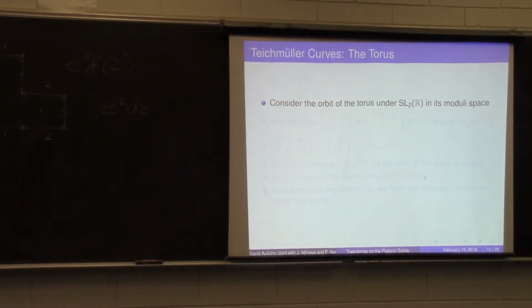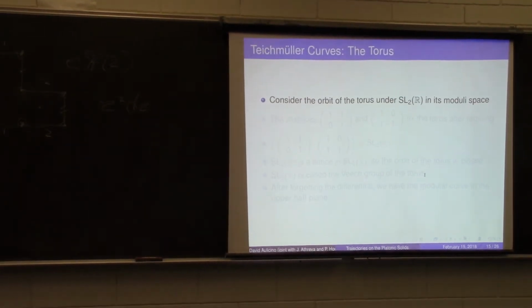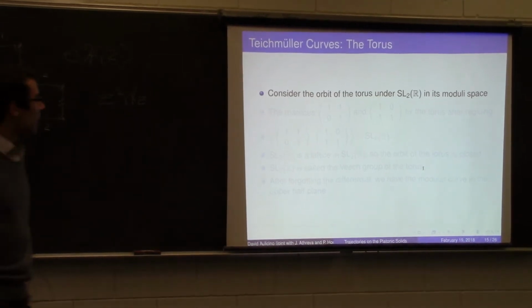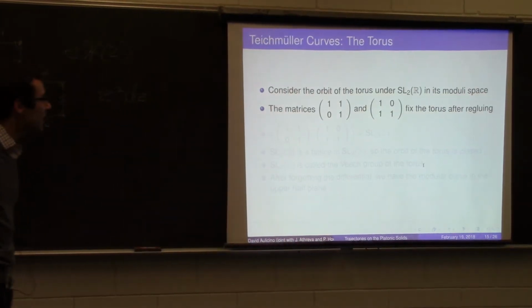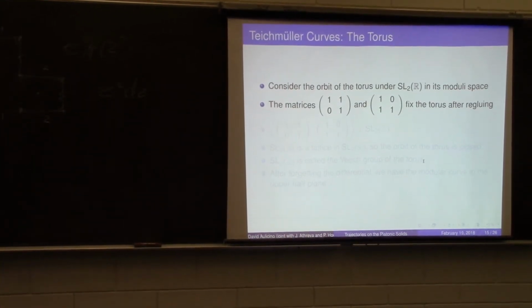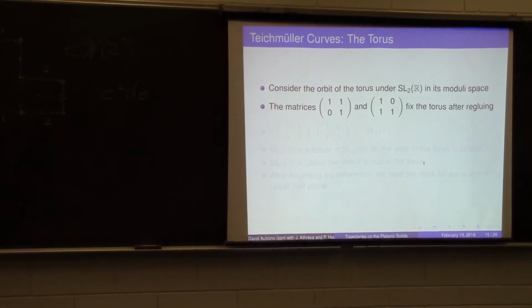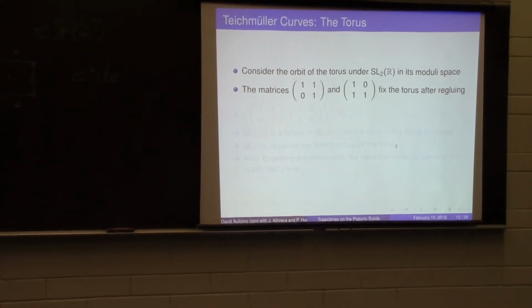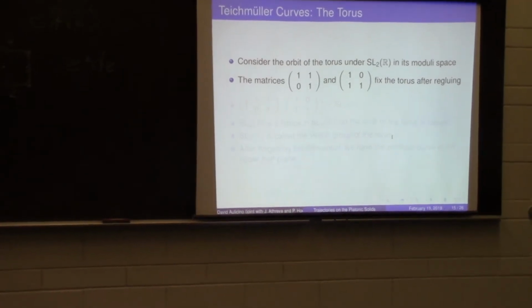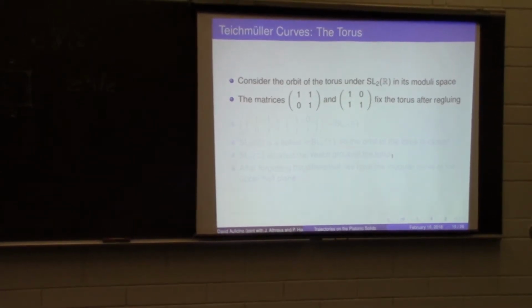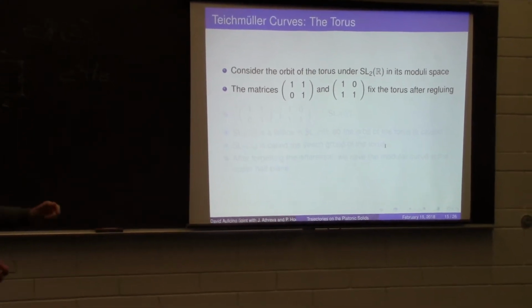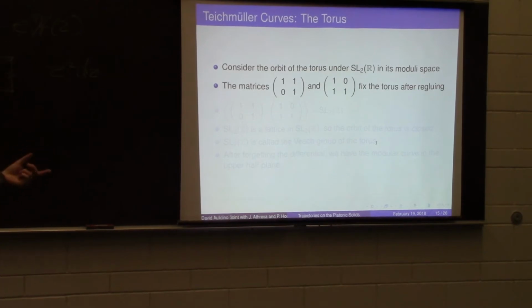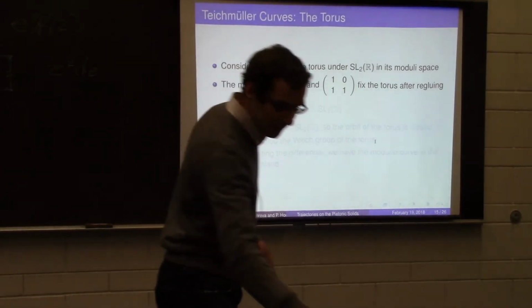So let's talk about the torus now. So what happens if we act on the torus by SL2R? This is going to give us some set, but then the observation is the following. If I take the torus and I multiply this by 1, 1, 0, 1, it's going to shear it horizontally. If I multiply by 1, 0, 1, 1, it's going to shear it vertically. And so in both of these cases, I'm going to get the torus back.